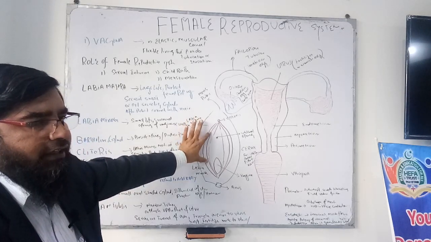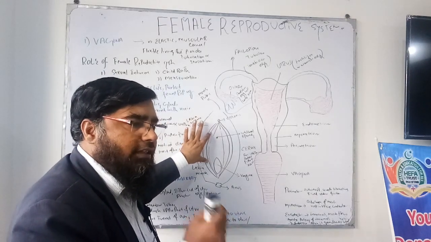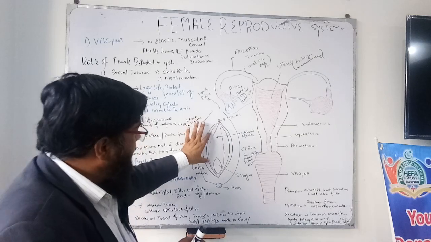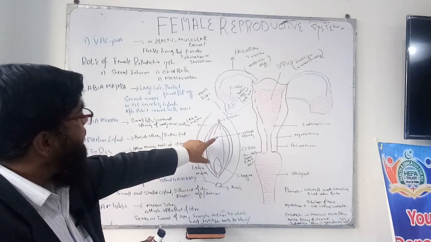So what we can say? Labia minora surrounds the vaginal opening and urethral opening.